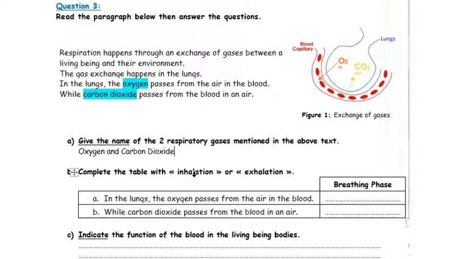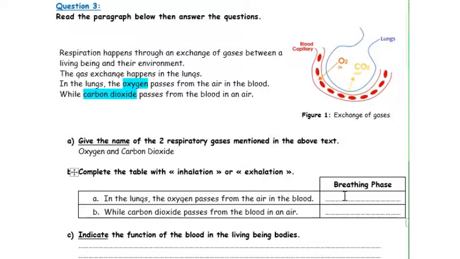Complete the table with inhalation or exhalation. We did this question before. We said that inhalation is the process by which we take air inside the body, breathing in. Exhalation is breathing out. In the lungs, the oxygen passes from the air in the blood. So we can clearly understand that the air is going inside the body.